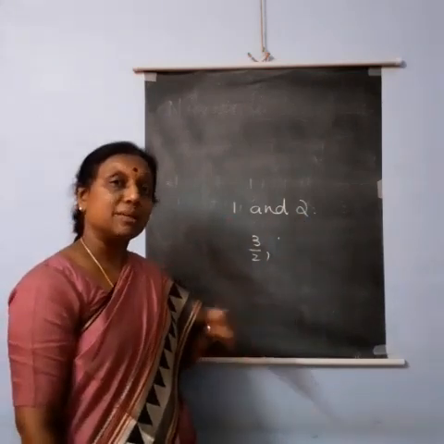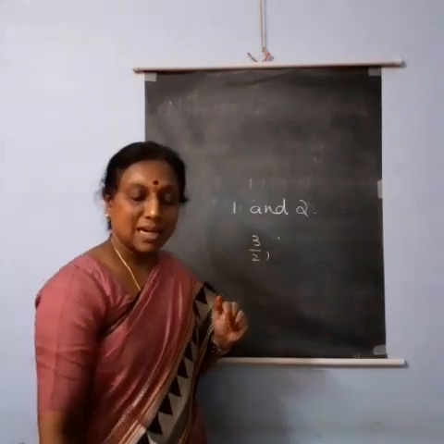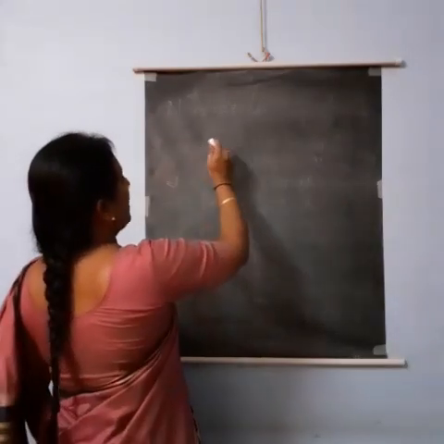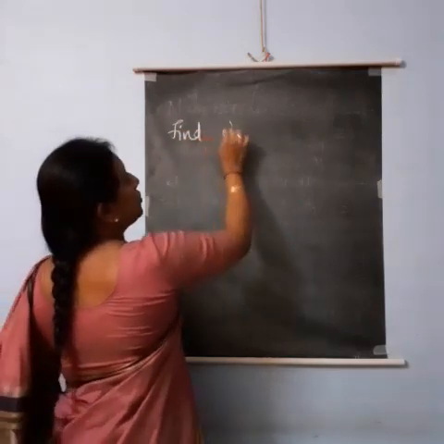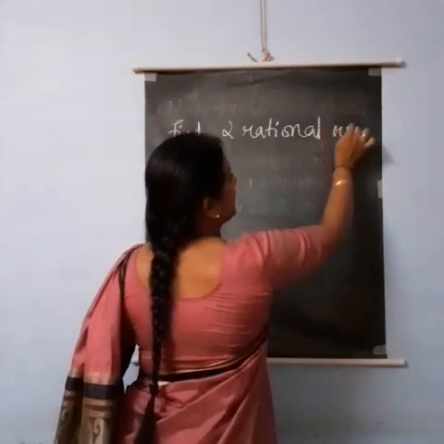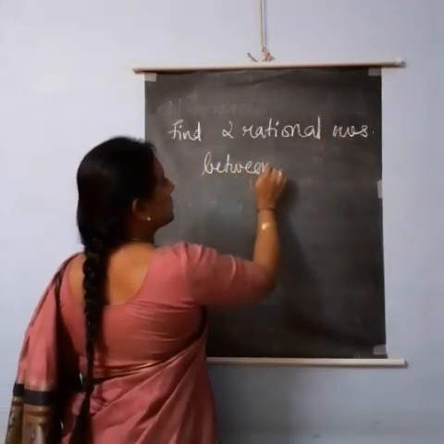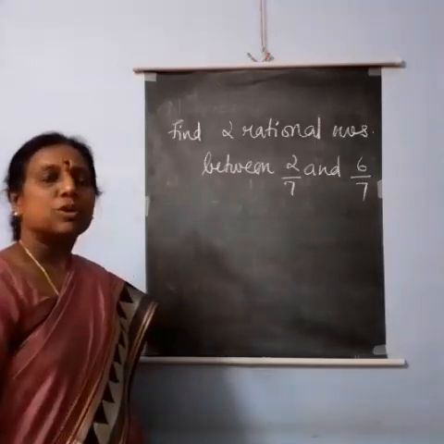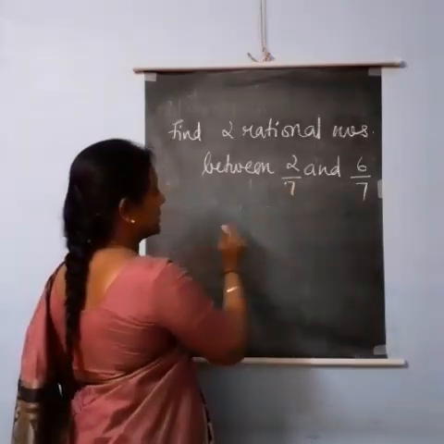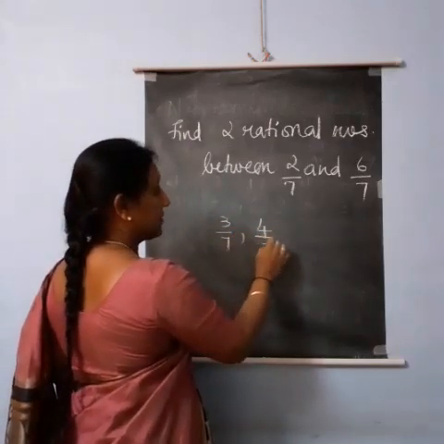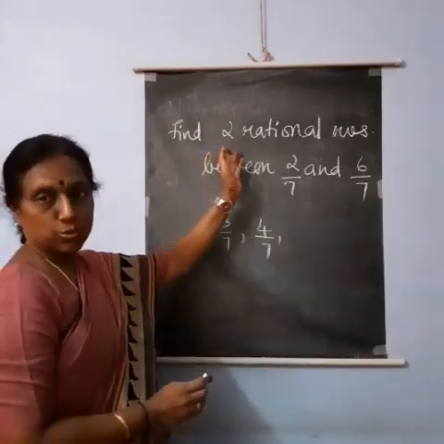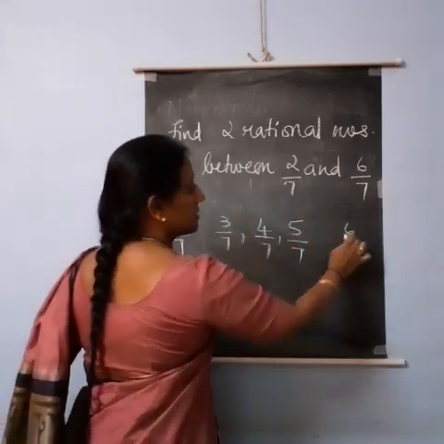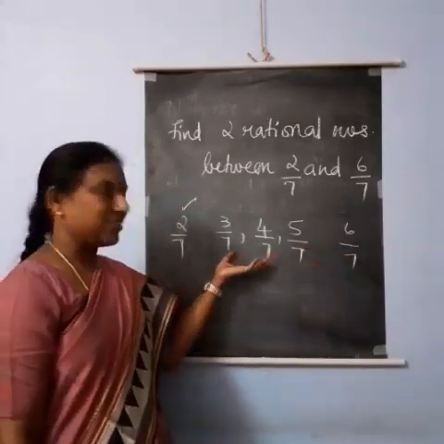Now supposing I want to find many fractions between 1 and 2. How will I find it? For that we have to go into this concept. Supposing I want to find 2 rational numbers between 2 by 7 and 6 by 7. What are the numbers that I can find? Between 2 by 7 and 6 by 7, I can have 3 by 7, 4 by 7 and 5 by 7. But they have asked only for 2. Even 5 by 7 is between these 2 numbers. So when the numbers are like this, we can find numbers there.